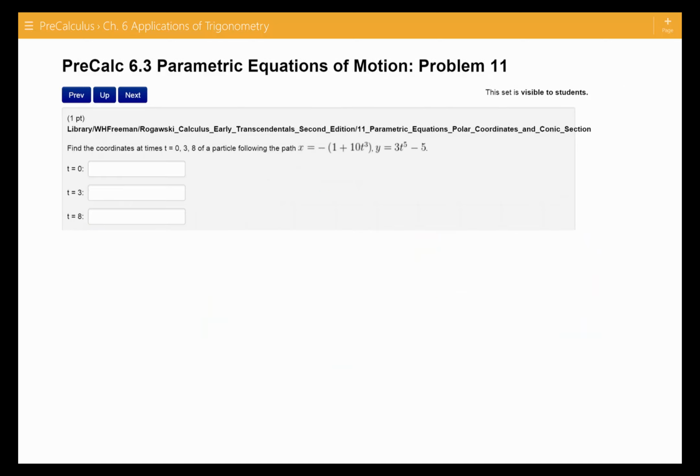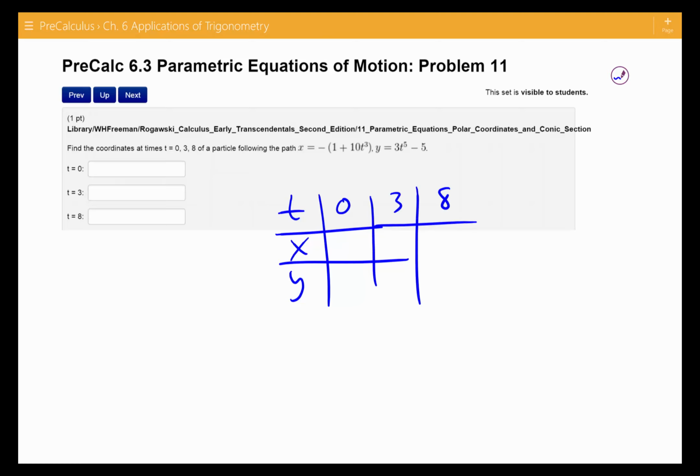Okay, the next problem wants to find coordinates 0, 3, and 8 of this. So we're just making a table, basically. We have t, x, and y, and we're saying if we plug in 0 for t to start, what would the corresponding x value be, and what would the corresponding y value be, and then if we plug in 3, if we plug in 8. Now your calculator will do this for you if you graph both these in parametric mode and look at your table in your calculator. We can also do this by hand as well.